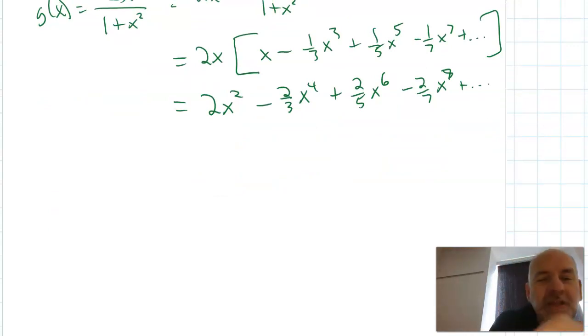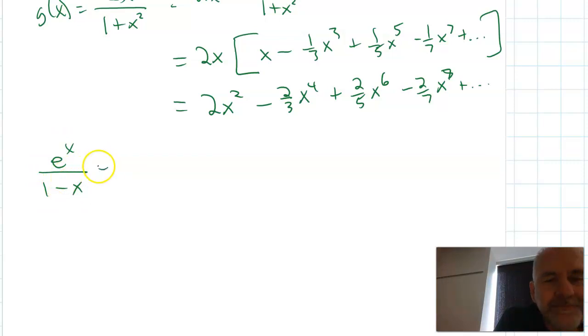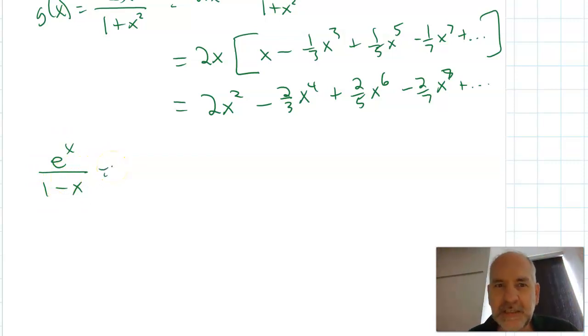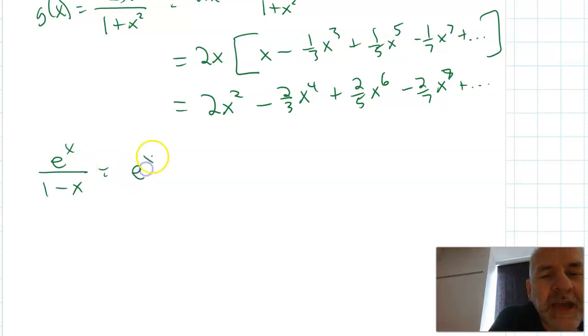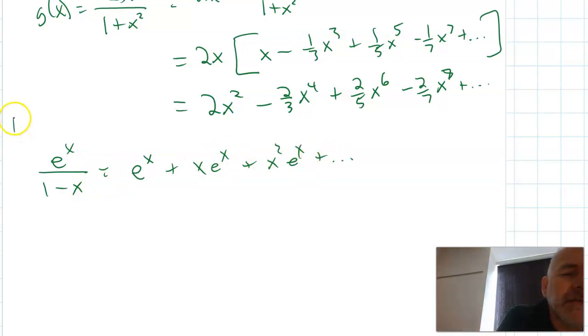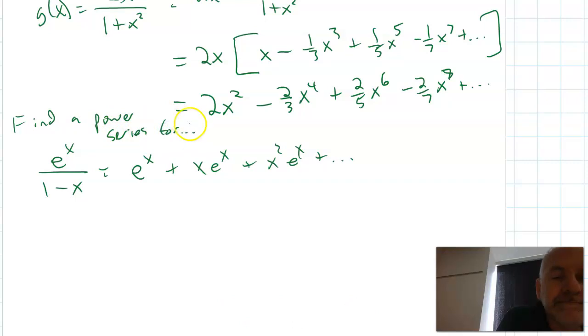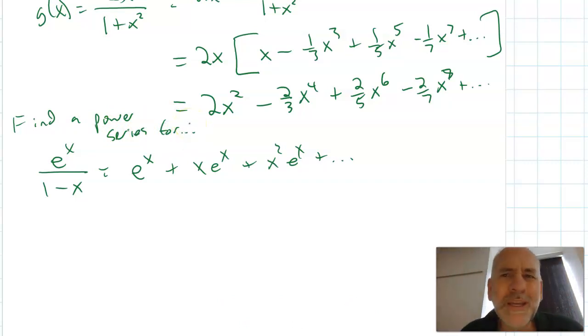Now, one thing to notice is that this isn't going to work all the time. For example, suppose they said make a power series for e to the x over 1 minus x. You couldn't do this trick on this one. You can't say, oh, it starts at e to the x, and then the ratio is x, so x e to the x plus x squared e to the x, and so on, if that was the instruction for this thing. You're like, well, why not? Why can't I do that?